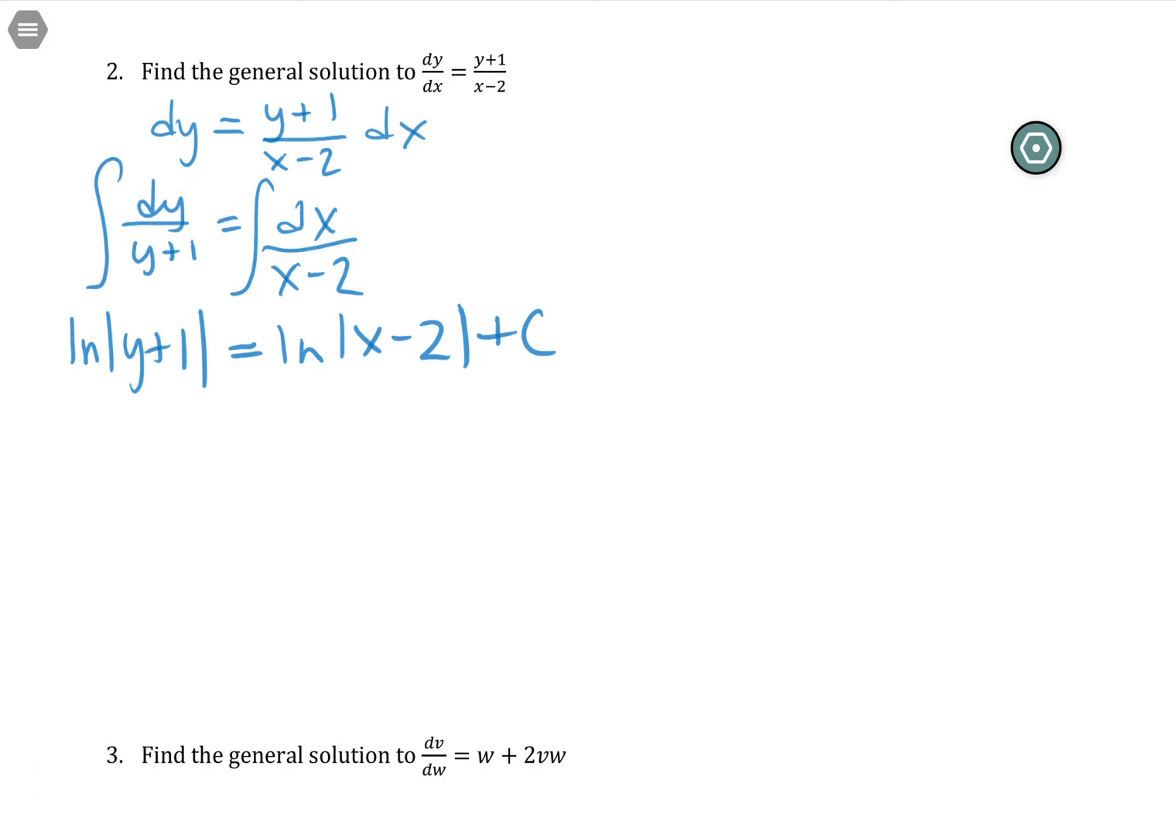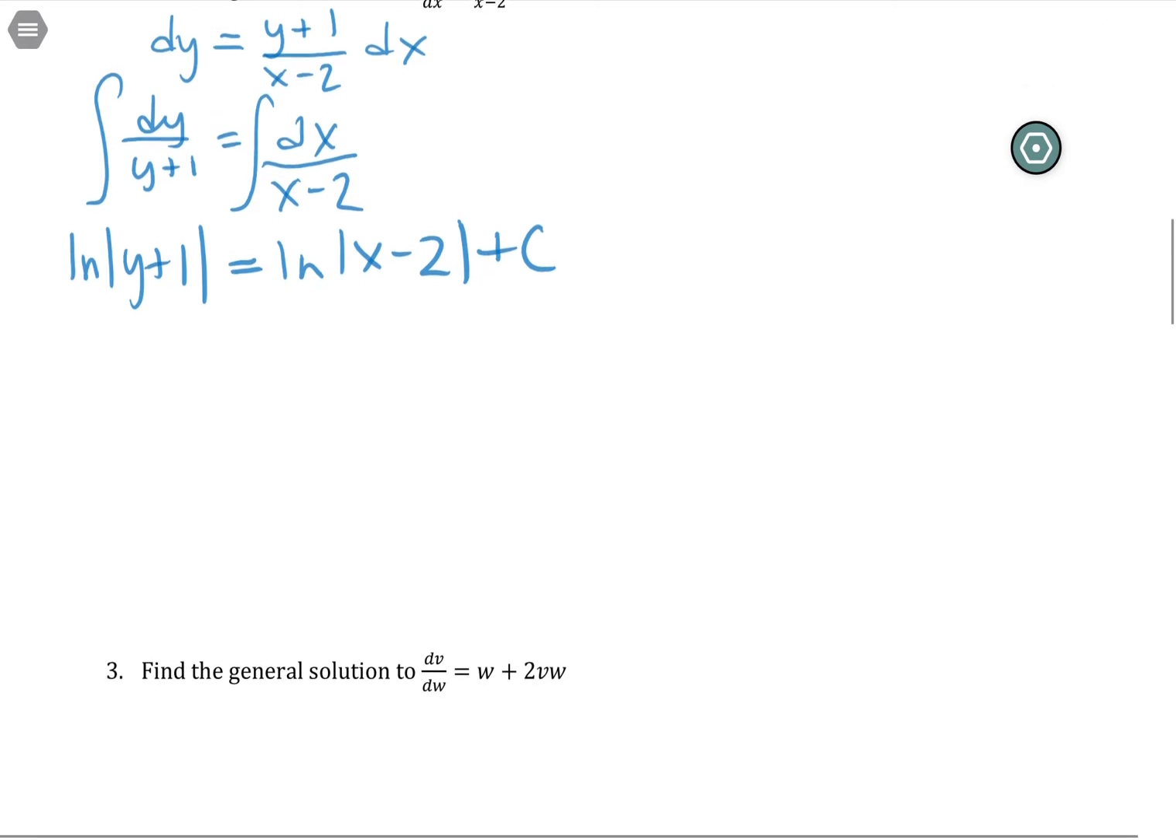Okay, so now we need to solve. So to get rid of the natural log, I'm trying to solve for y, I'm going to exponentiate with the base of e. So I'm going to say e to the left-hand side is equal to e to the right-hand side. And be really clear that you can't just go e to the natural log x minus 2 plus e to the c. It's e to that whole thing. Can't distribute the base, basically.